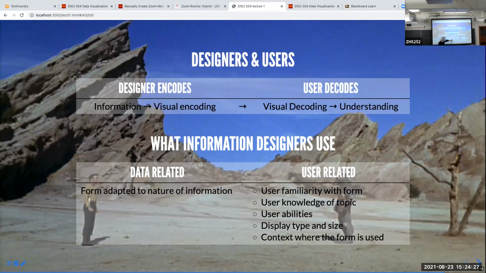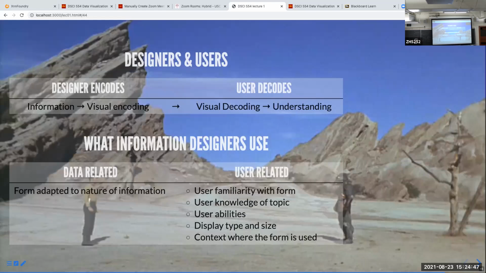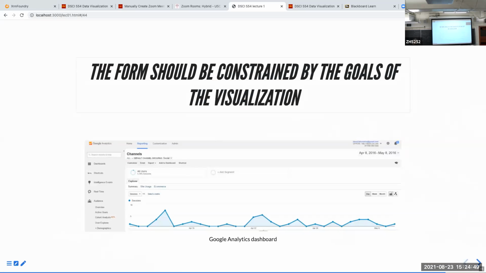And then the characteristics of the display and how it's used. That means: is the person using a mobile device, or are they sitting at a desk, are they driving, and so on? Because each one of these cases calls for different graphics to make the most efficient transfer of information.